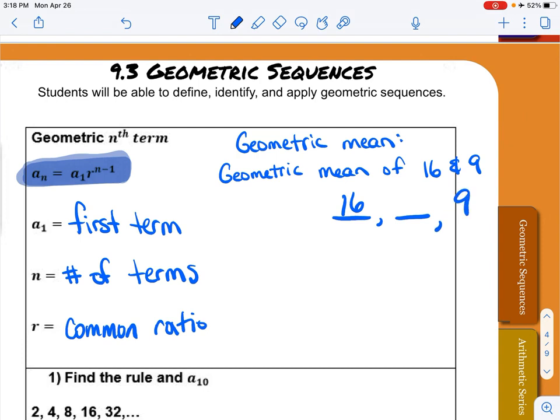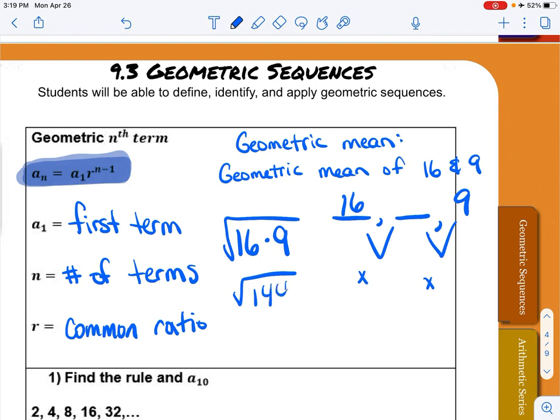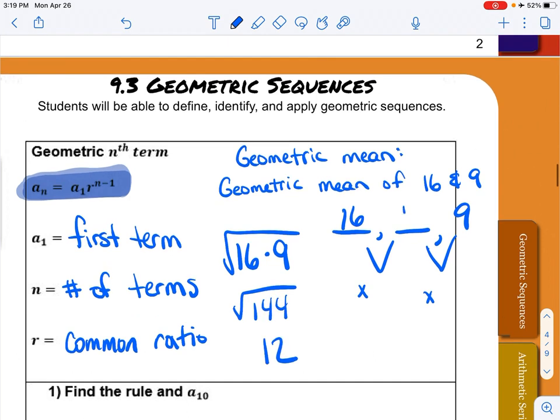Now, a geometric sequence has that common ratio. You are either multiplying or dividing by a common thing instead of adding or subtracting, okay? So, to find a geometric mean, you go ahead and multiply the two terms in question, 16 and 9, and then you take the square root of them. So you end up getting 12 as your middle term. That is your geometric mean.